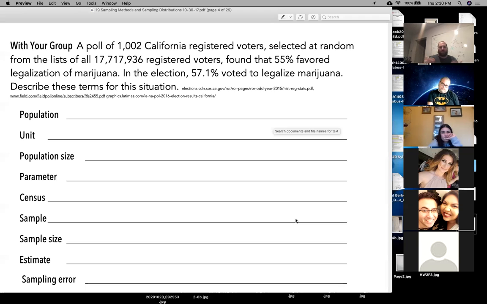Can you fill it out, Professor? I don't want to throw it out till you answer it. What is the parameter? 55%. It is 55%.